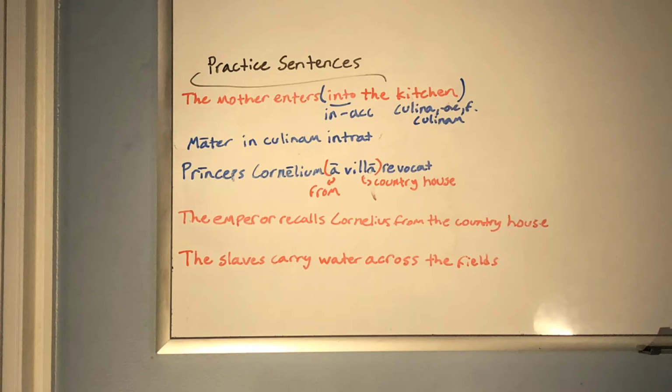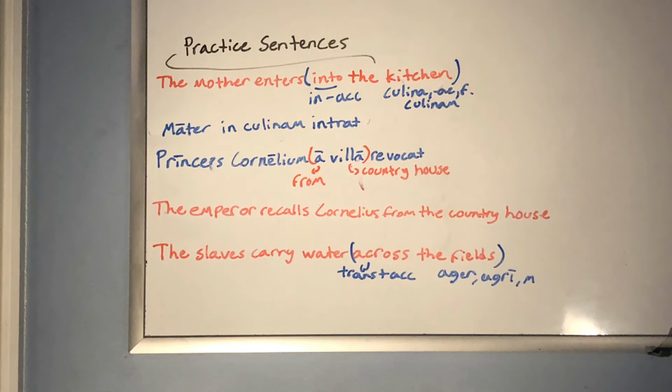The last sentence: the slaves carry water across the fields. Across the fields is your prepositional phrase here. Across is the English translation for the Latin preposition trans. Trans takes an accusative noun, so we have to have the accusative form of fields. So the Latin word for field is ager, agri, masculine. Since it's plural, we're also going to have to make this plural. The ending that we want here, masculine plural accusative, is the long os ending. So your entire prepositional phrase will be trans agros.